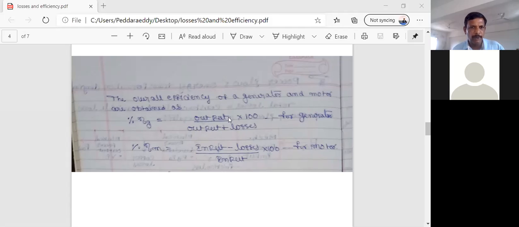So with the help of this formula, output by output plus losses. Here we don't know the input. The generator has a mechanical input, and we cannot calculate that mechanical input, so what we know is the output. With the help of losses, we calculate the efficiency with this formula. The actual formula is output by input, where input is equal to output plus losses. So output by output plus losses into 100 for a generator.